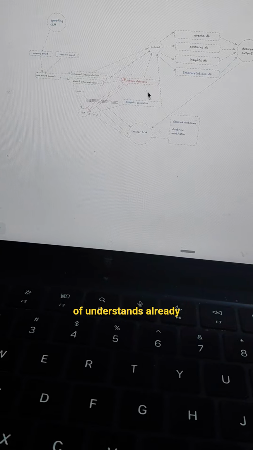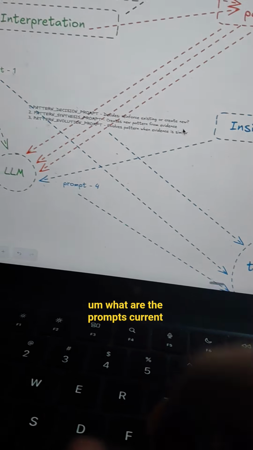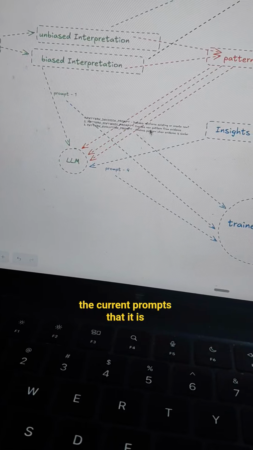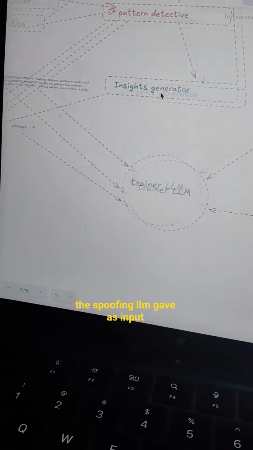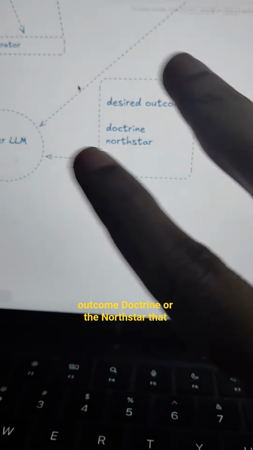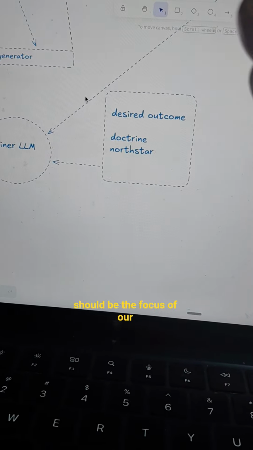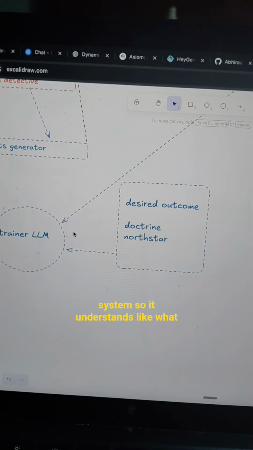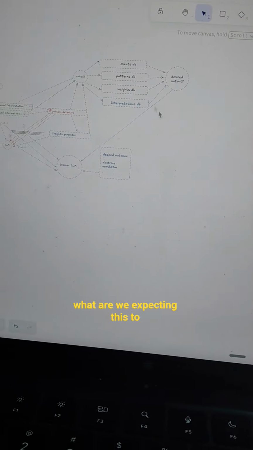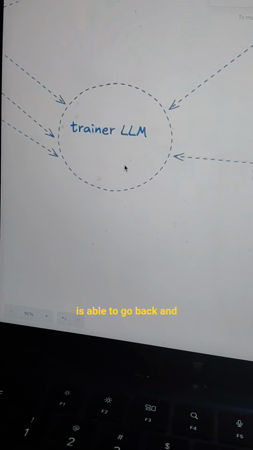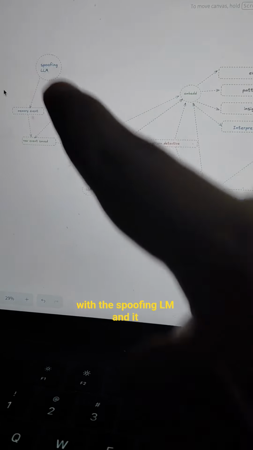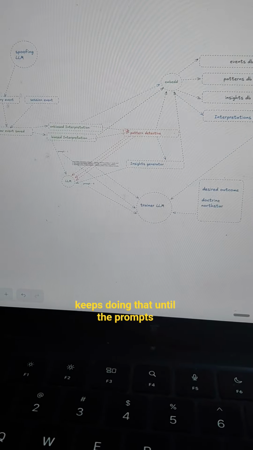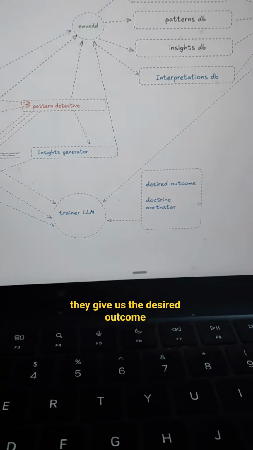The trainer LLM already understands the current prompts that it is providing and the current state of the workers. It also understands what the spoofing LLM gave as input, and it has a desired outcome doctrine, or the North Star, that should be the focus of our system. So it understands what the outcome should look like, what we are expecting, and because of that it is able to go back and tweak each of the prompts however it finds correct, and then retry again with the spoofing LLM. It keeps doing that until the prompts are so perfectly fine-tuned that they give us the desired outcome.